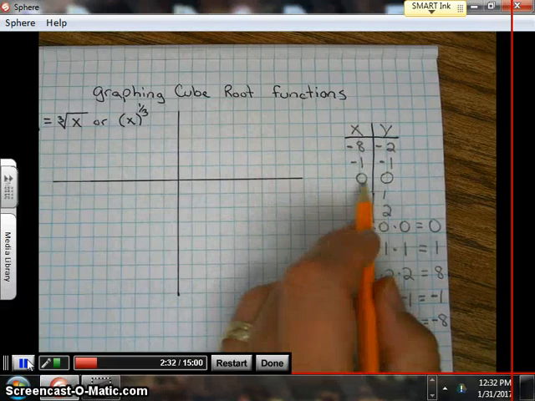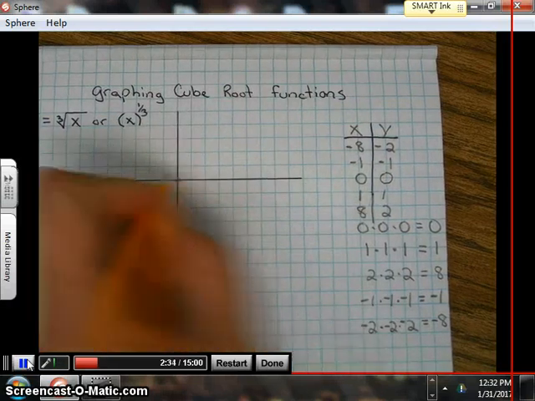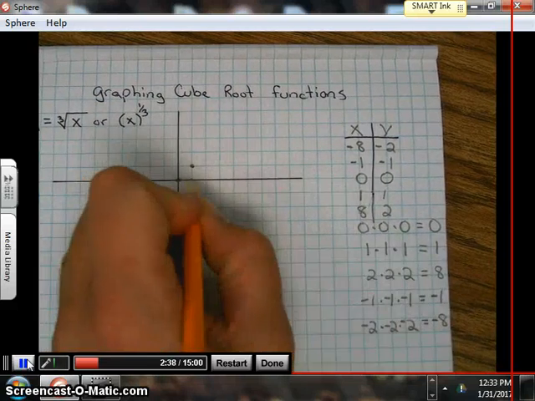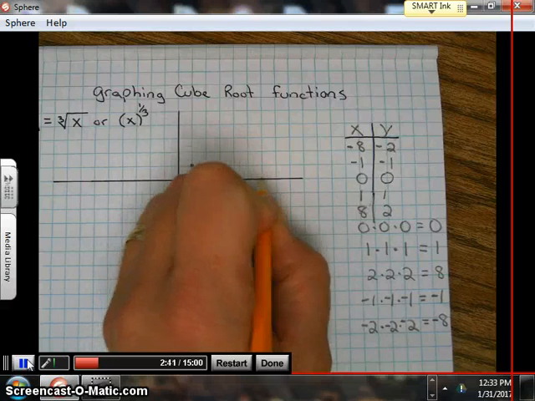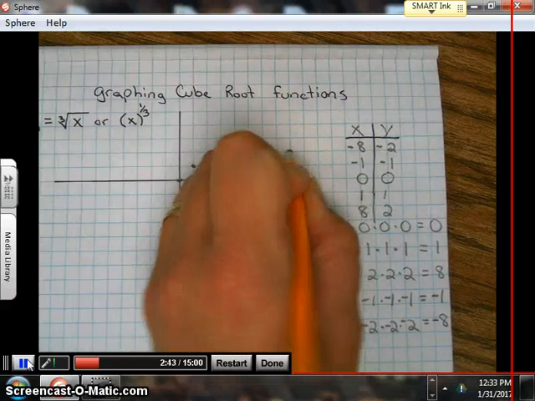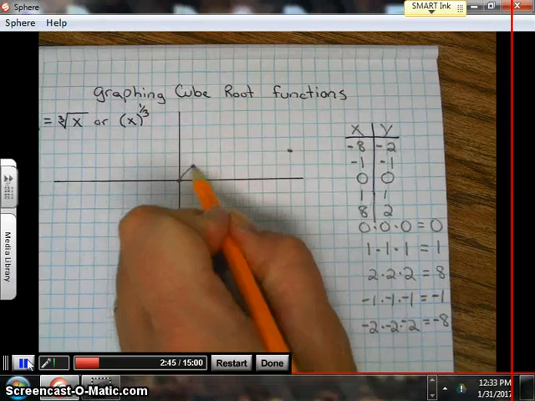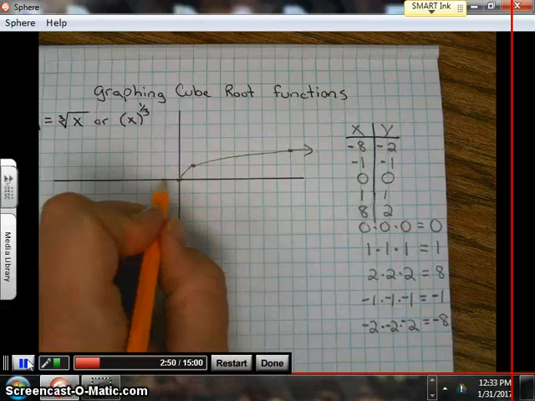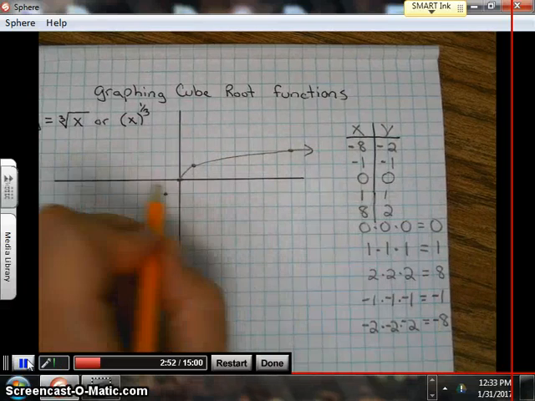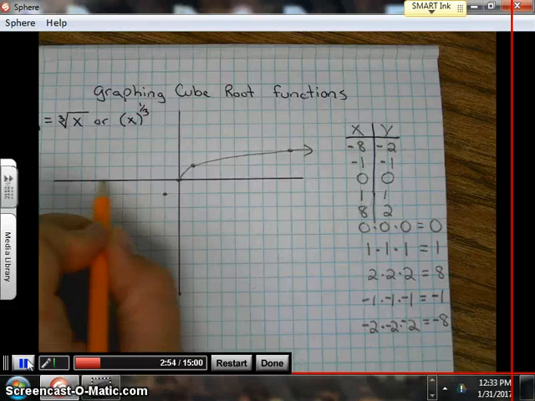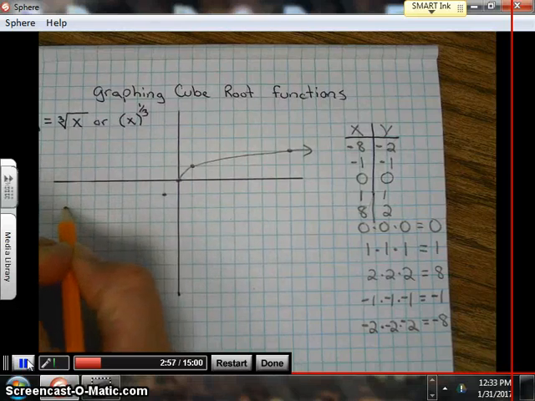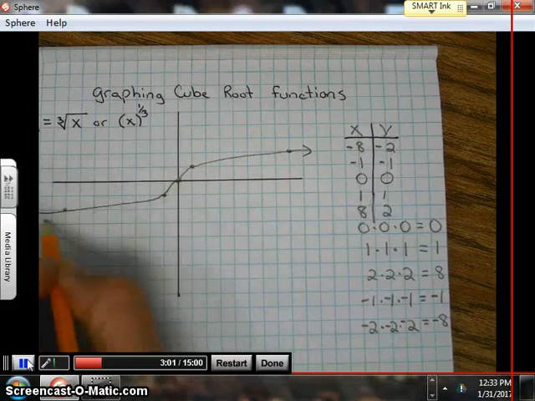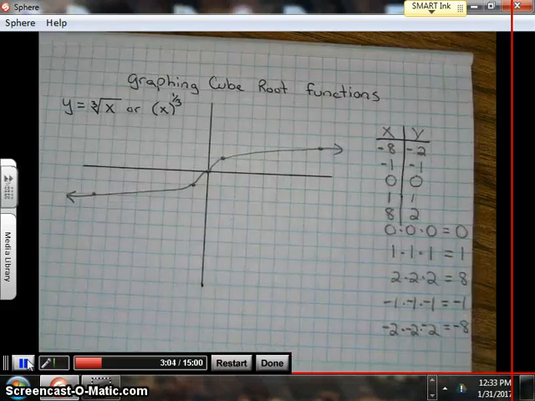So let's go ahead and plot this. We got 0, 0, 1, 1, 8, 2. And then go in the other direction, -1, -1. And there's our cube root function.